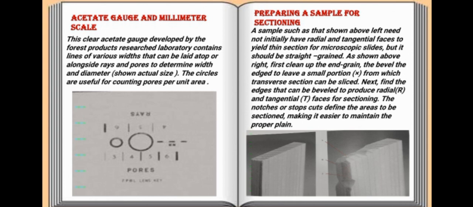Preparing a sample for sectioning is a critical step in microscopy, especially when dealing with biological specimens, as it allows for the observation of internal structure at a fine level of detail. The preparation process typically involves several key steps to ensure the sample is properly fixed, embedded, and thin enough to be sliced into sections suitable for microscopic examination.